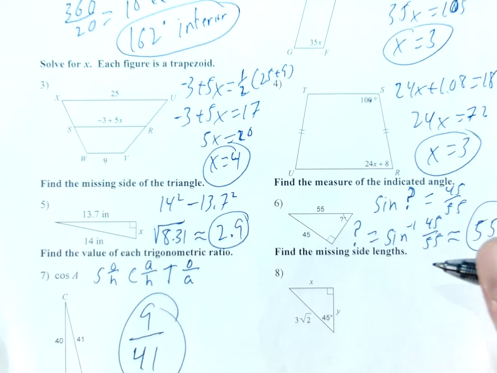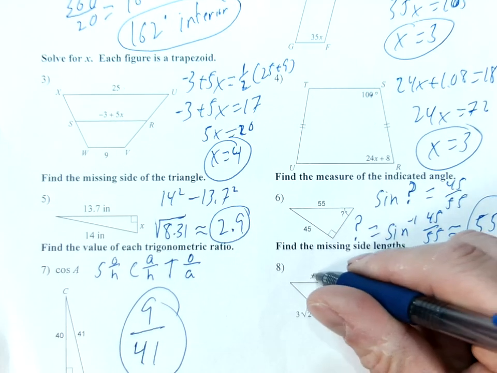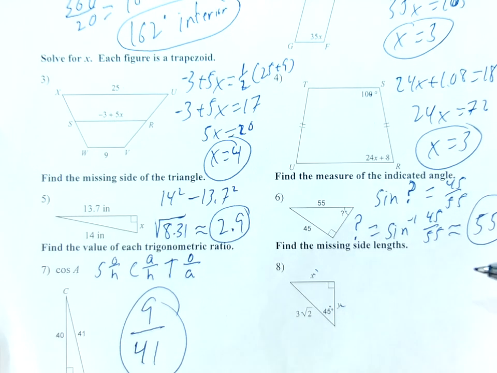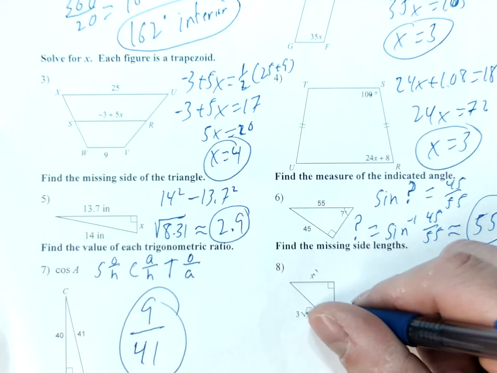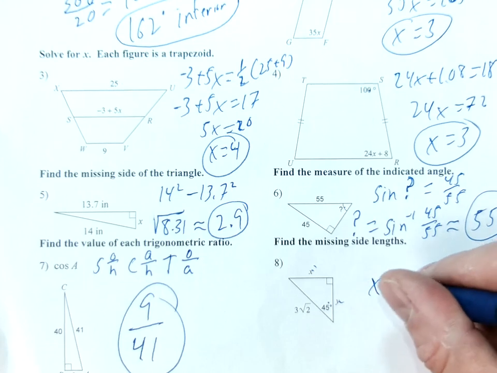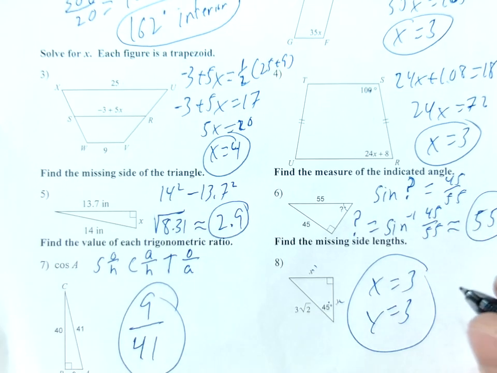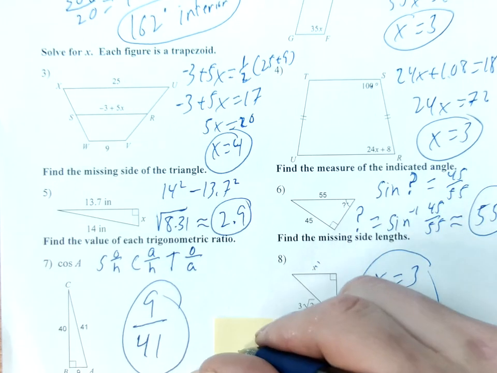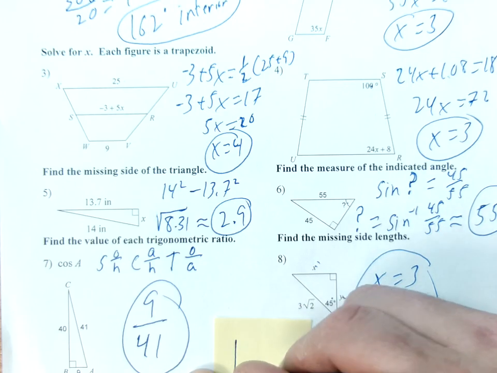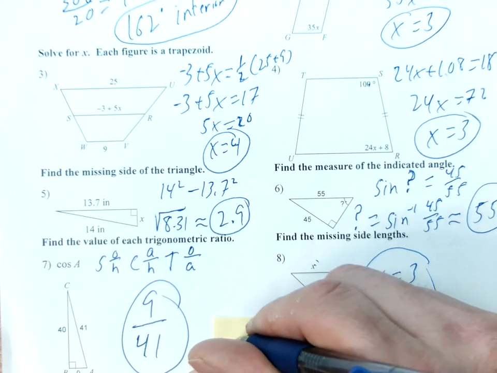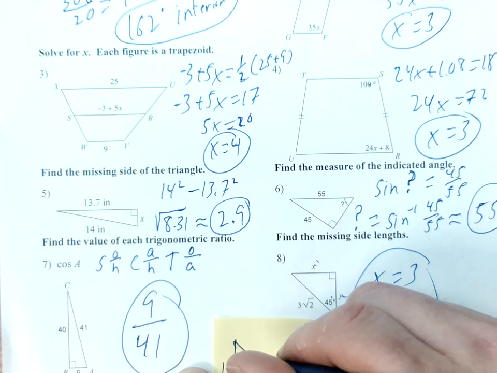Unit triangles. If this is 45, these two are both the same, and they're both the same number without the root 2. So X and Y are both 3 here. Again, we're looking at this triangle on the board. It's got a 45 and then a 1 and a root 2. It's been there all quarter.